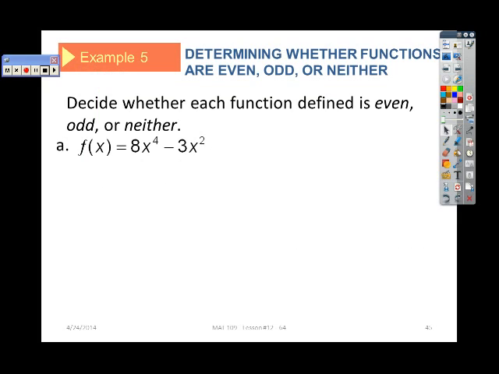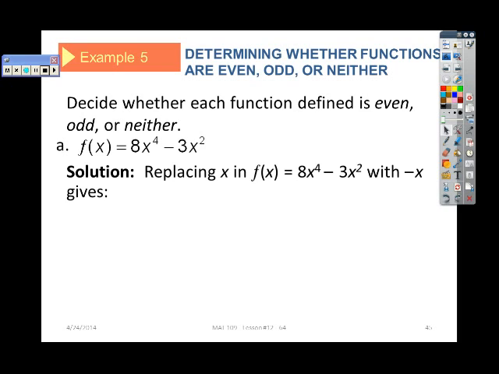That applies for basic functions. When you start getting combinations of more terms, you have to actually check it. Sometimes you can look at it and tell. The test is to put the negative in and see what happens. Put negative x in for x. So you want to evaluate this function at minus x.